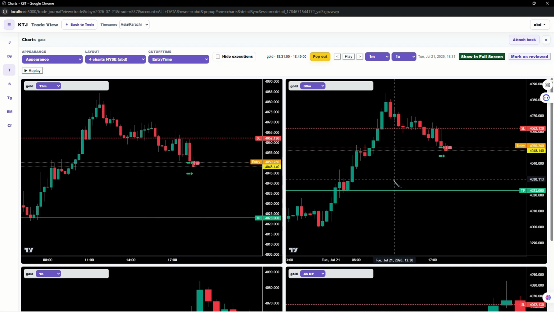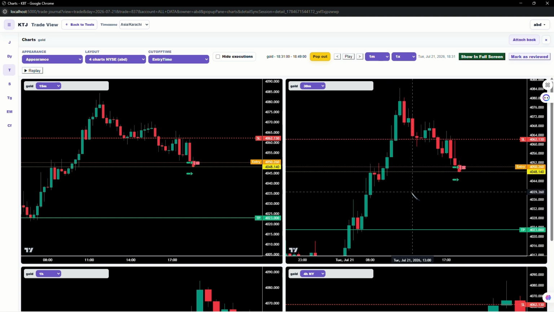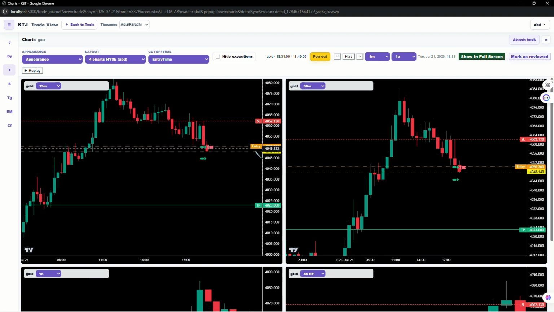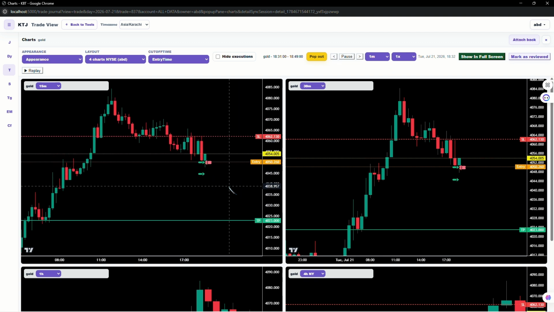All right, so these are our executions, and we took our entry right here at the break of this celery candle on the 30-minute time frame, and placed our stop loss above the previous 30-minute high. So let's see how it plays out.